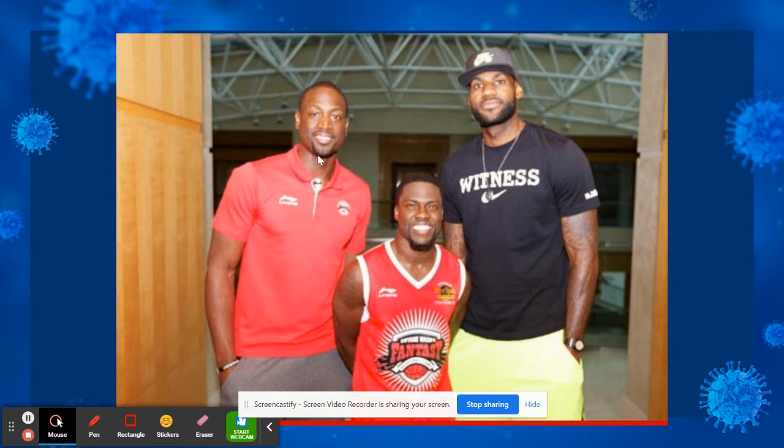Dwayne Wade is now a retired basketball player, and LeBron James is still playing at this point. But these guys are very good at basketball. Kevin Hart, not so great at basketball. He really loves basketball and he likes to play it. But given his size, he struggles to compete at a high level against someone like LeBron James.